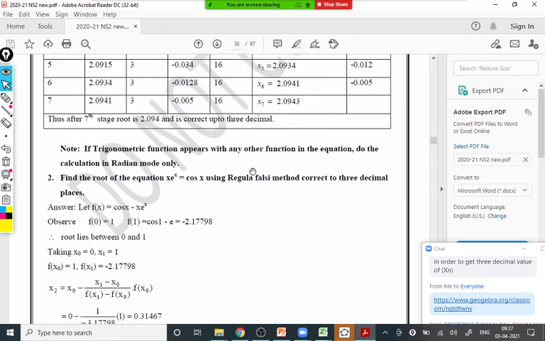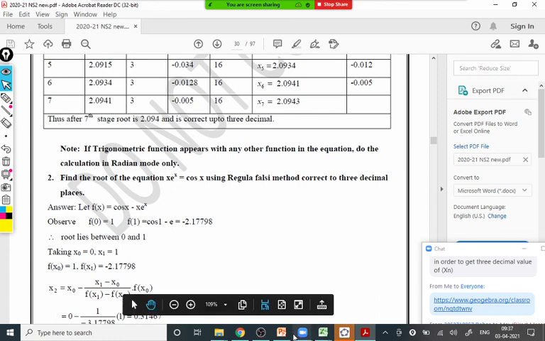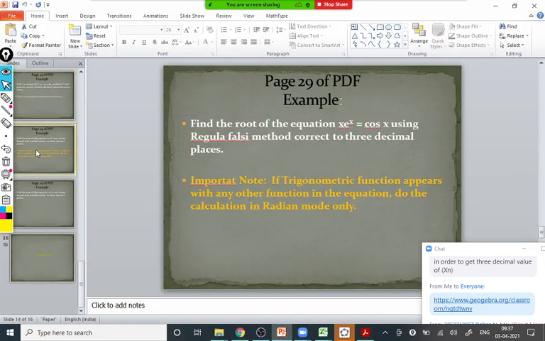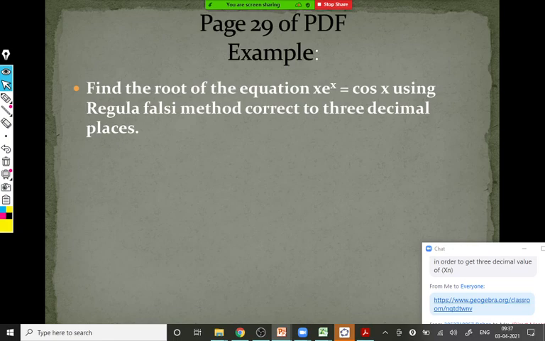So here the second question is: find the root of x e raised to x equal to cos x using the regula falsi method. Now the difference between the previous two questions and this question is that this equation is known as a transcendental equation. Previous two questions were about algebraic equations. This is a transcendental equation.